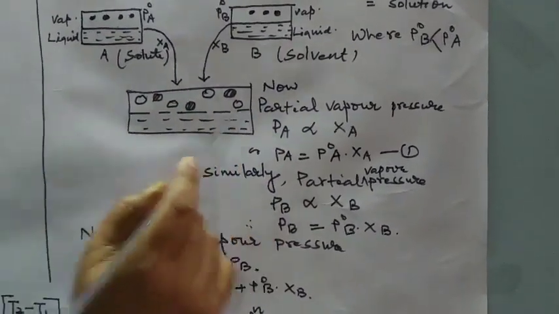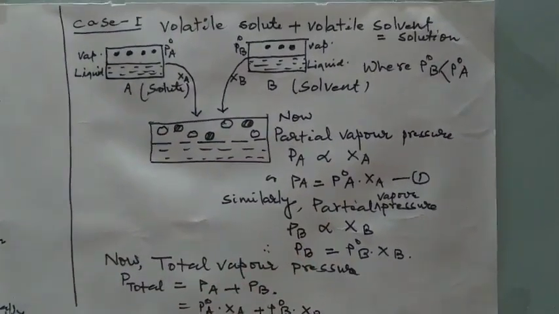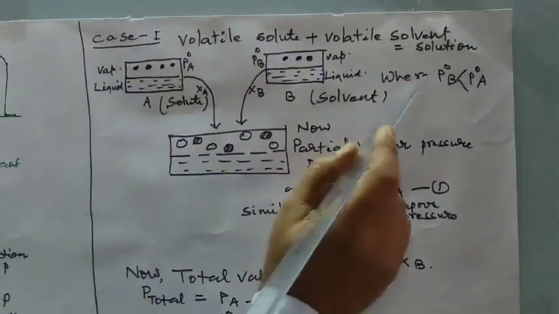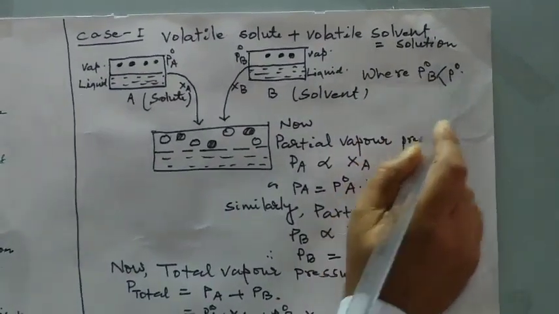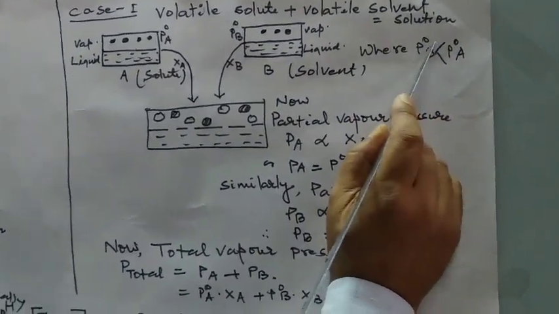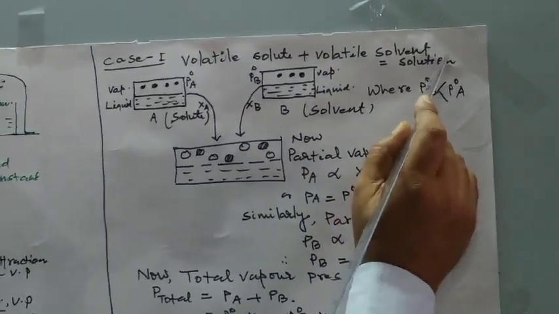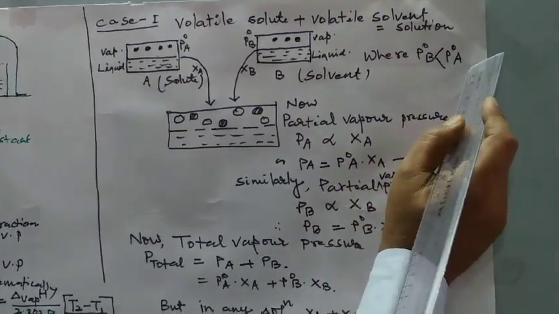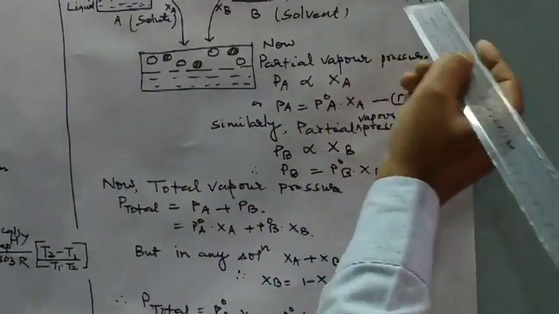Now, in another container, XA mole of A, which is the solute, and XB mole of the solvent are added. So what will be the vapor pressure? Here in this solution, the vapor pressure of the solute is greater than the vapor pressure of the solvent. That means the intermolecular force of attraction between the solute particles is less as compared to that between the solvent particles. So obviously the vapor pressure is differing.